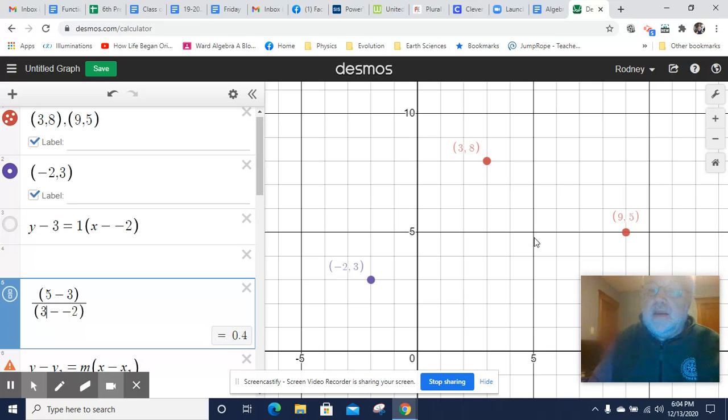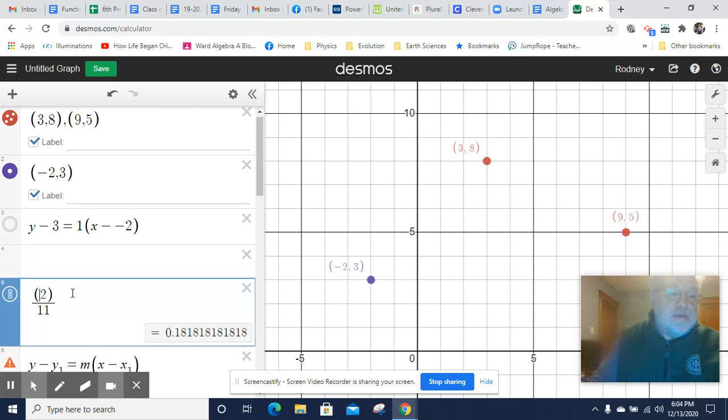And then I'm going to have to use the x value. Let me back up. So I started off with the change in y, 5 minus 3. Now I'm going to use the change in the x, 9 minus negative 2. And we end up with 0.18 repeating, which you might recall is 2/11. And we could sort that out pretty quickly. 5 minus 3 is 2, and 9 minus negative 2 is 11. And so, yes, we get 2/11ths as our slope.